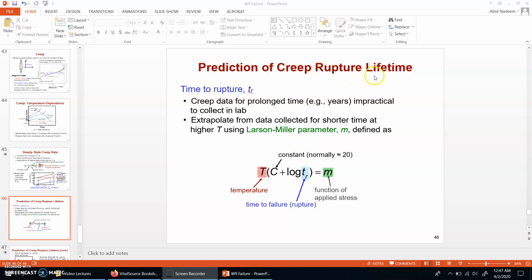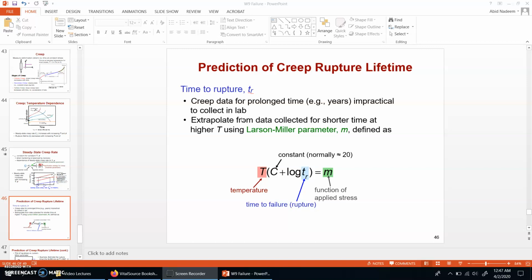Prediction of creep rupture lifetime. Remember that creep is a very long-term phenomenon. If you want to get a complete creep curve for a specimen, normally it takes a very long period of time, normally in the order of many years. However, this is not very practical, so some sort of extrapolation can be used so that we can get the desired results in a relatively shorter period of time.